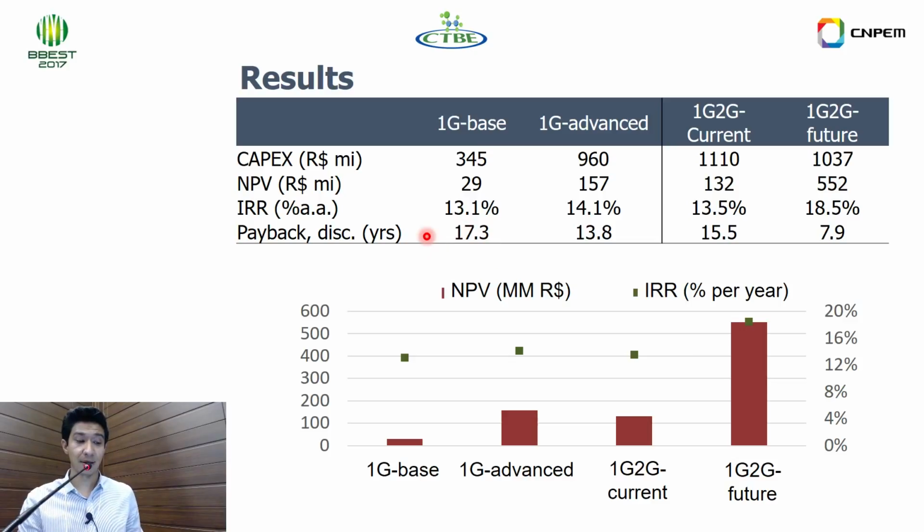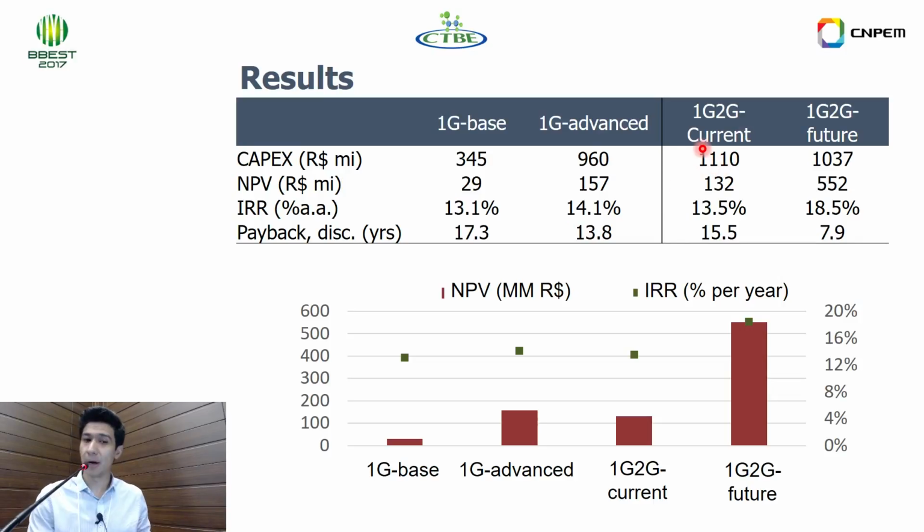The payback period is the discounted one, it is not as simple. So we apply a discount rate on the cash flow, and that's why this value is so high. It decreases from 17 to about 14 years. This is the time in order to return the investment the investor had to make.